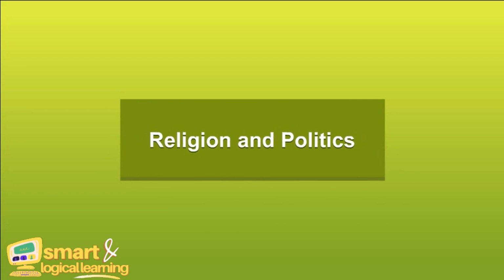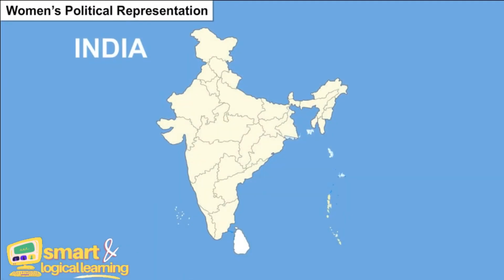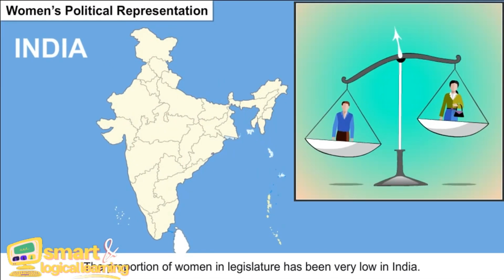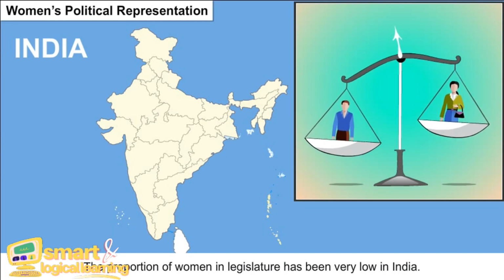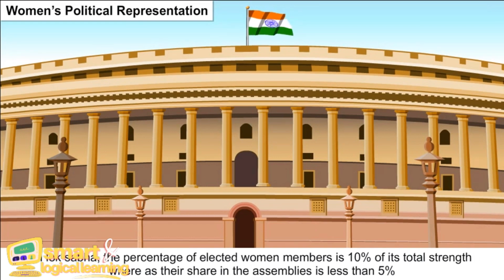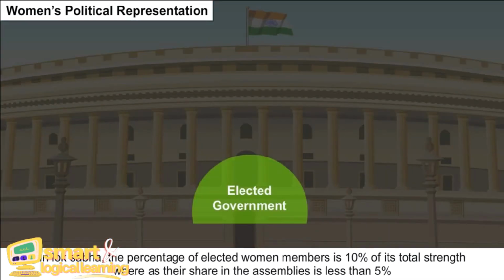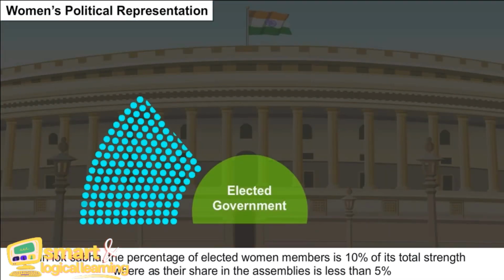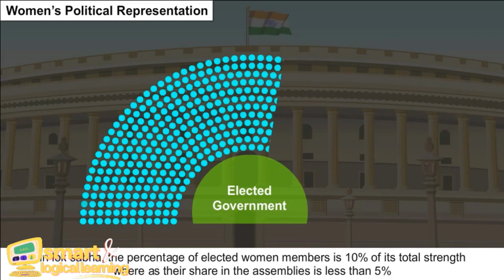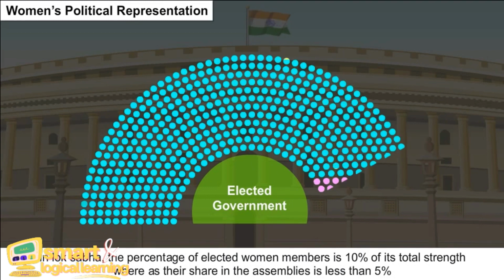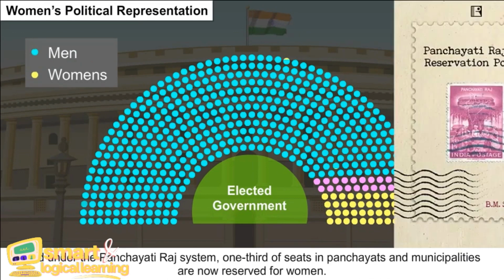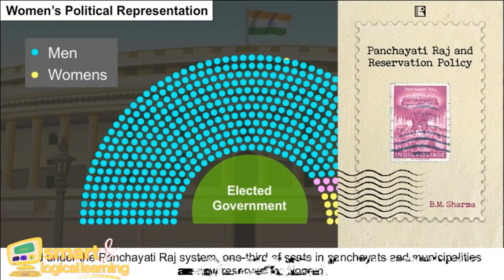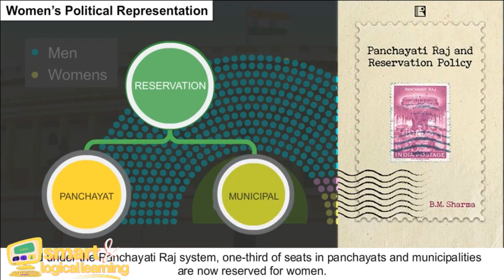Women's political representation. The proportion of women in legislature has been very low in India. In Lok Sabha, the percentage of elected women members is 10% of its total strength, whereas their share in the assemblies is less than 5%, and under the Panchayati Raj system, one-third of seats in panchayats and municipalities are now reserved for women.